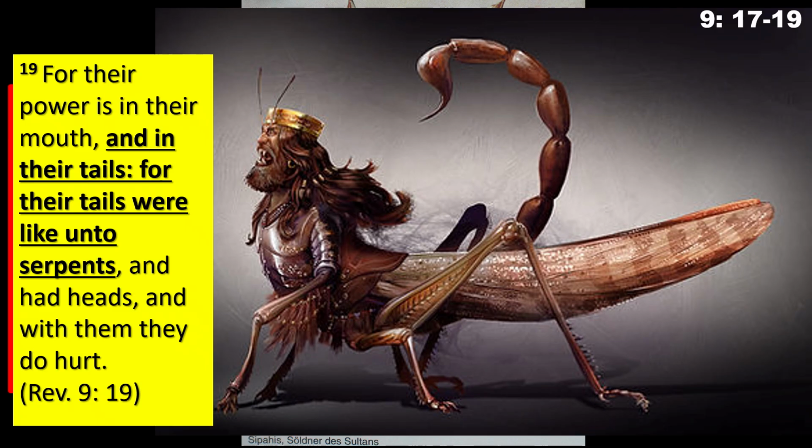Like described in chapter 9, verses 7 through 9 and 17 through 19, what John wrote is on the left, quote, "For their power is in their mouth and in their tails, for their tails were like unto serpents and had heads, and with them they do hurt." End quote.